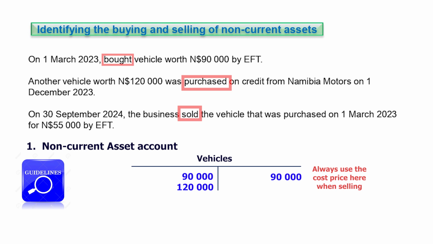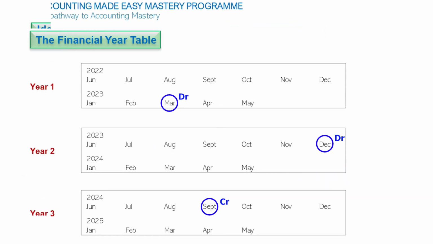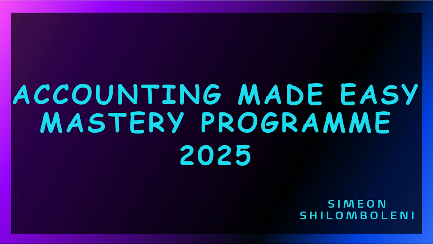The third thing is to make sure that you indicate, did we buy a vehicle or did we sell a vehicle? So in this case, we indicated what we bought and what we sold. And after that is to prepare a financial year table, so that you can determine which of the assets belongs to which financial period, and that is going to be a guiding principle when you are going to do the actual recording.